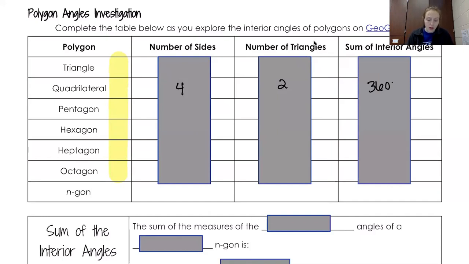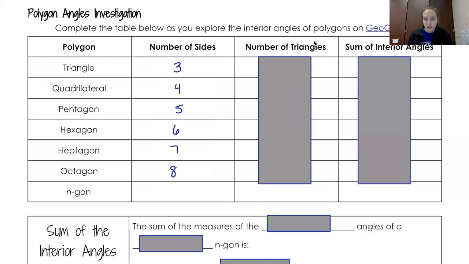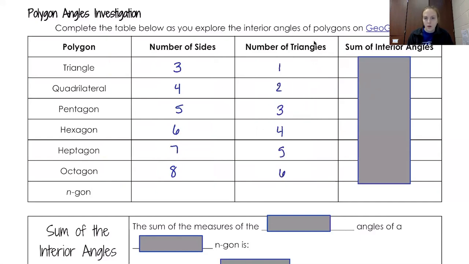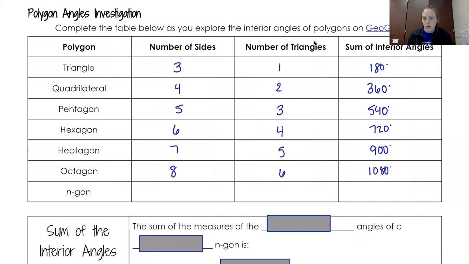Okay, welcome back. So here's what we should have. Let me go ahead and undo a few of these things here so that you don't see it. You should have had these for the number of sides and the number of triangles created, 1 through 6 there, and then the sum of the interior angles, those values there. Now, let's see if we can find a connection between these two. How did I go from number of sides to number of triangles? Well, notice I did 3 minus 2 to get 1, 4 minus 2 to get 2, 5 minus 2 is 3, 6 minus 2 is 4, 7 minus 2 is 5, and 8 minus 2 is 6.